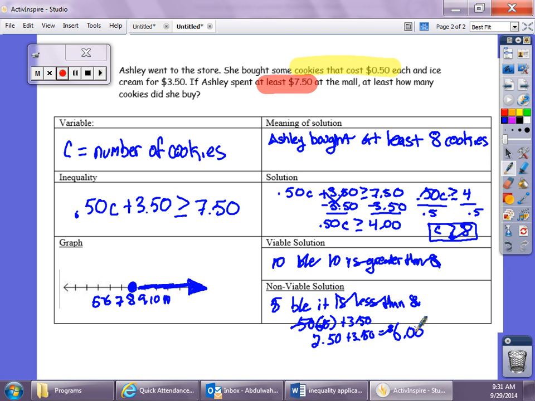And if we plug 10 in, I'll change this color here. I know that the writing is a little sloppy here. So 0.50 times 10 plus 3.50 equals, well, that's $5 plus 3.50 is $8.50, which is greater than $7.50.